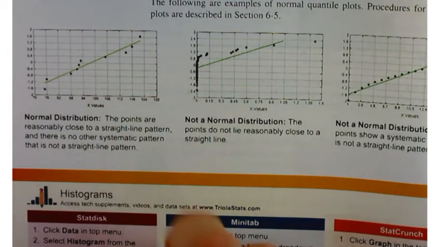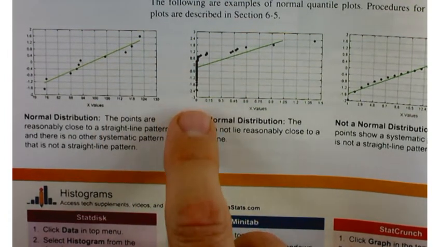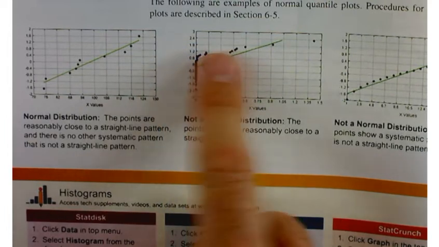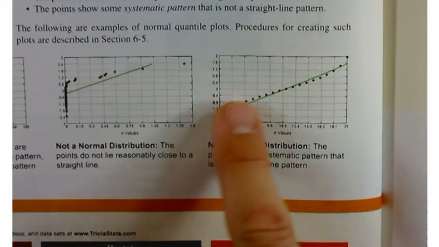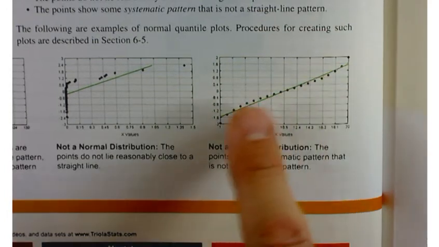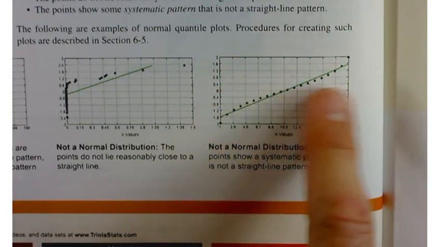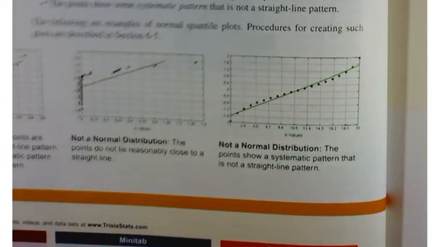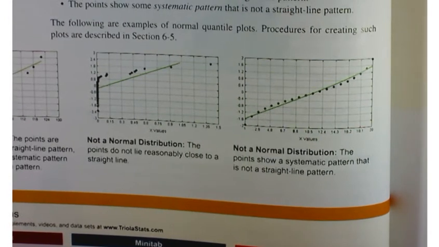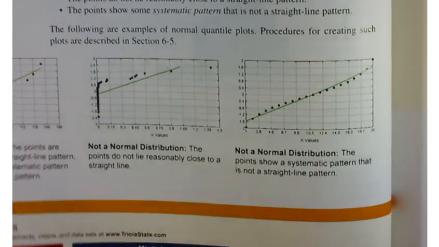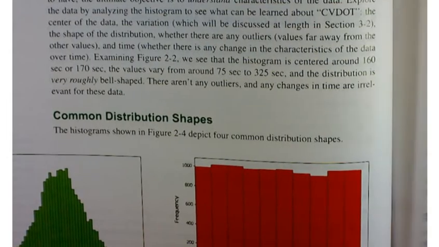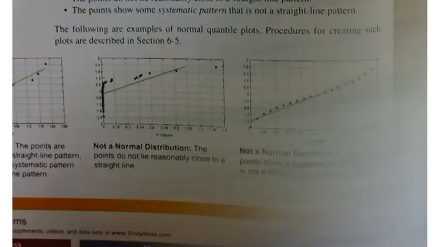If there are patterns in it, like this one, these are all straight up and down and then trail off, or if it kind of has this nice curvy shape, above, then below, then back above again, it's not a normal distribution. You're looking for something that's nice and evenly spaced around these normal quantile lines.